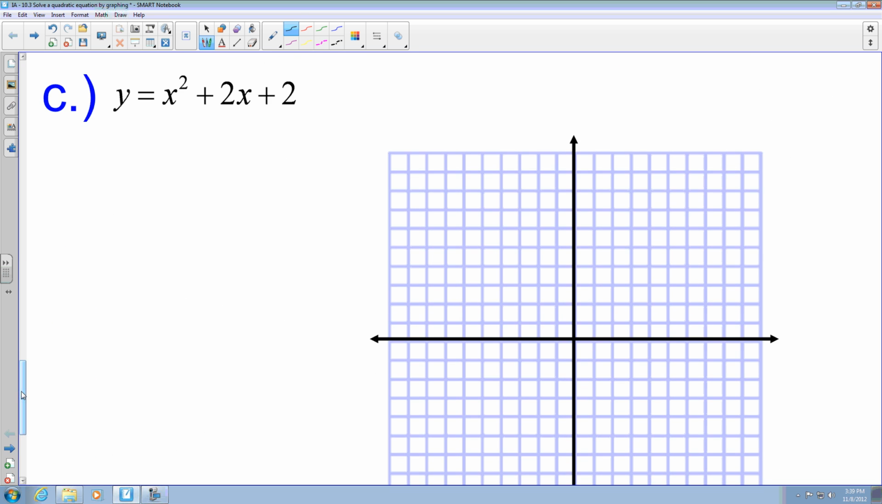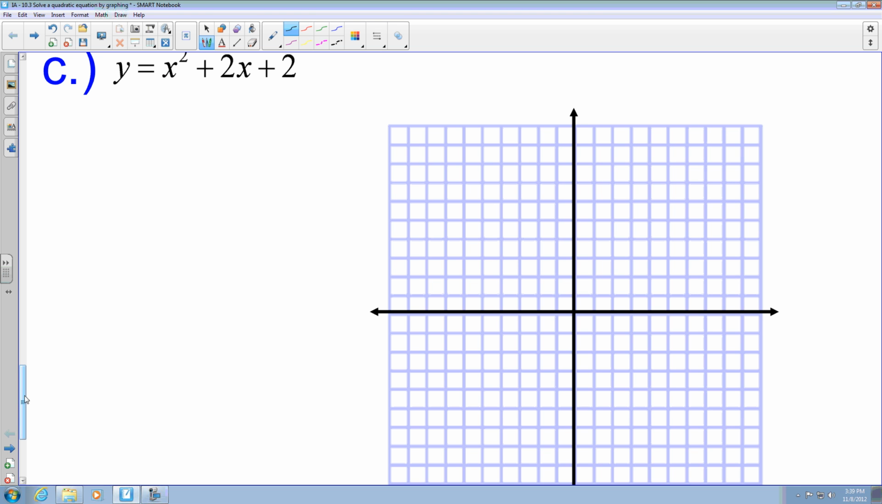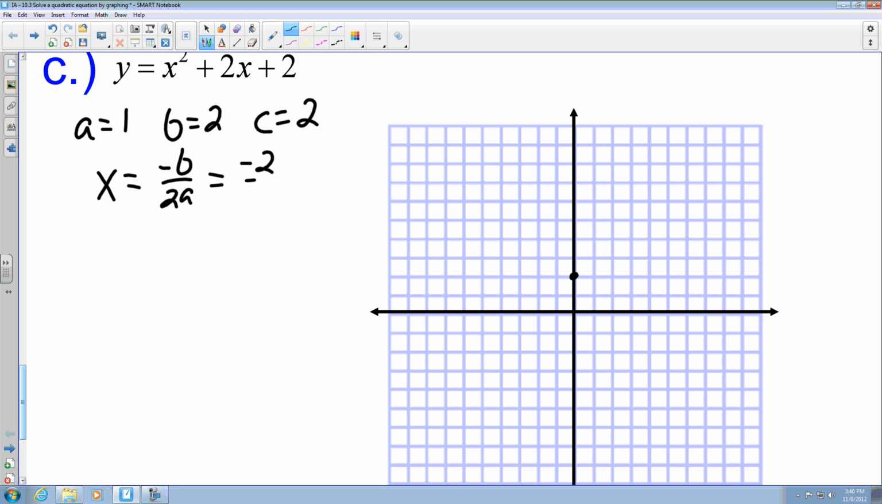Last one. So we have y equals x squared plus 2x plus 2. Let me drop the graph down a little bit. Okay. So my a equals 1, our b equals 2, and our c equals 2 also. So our y-intercept is at 0, comma 2, which is right about here. Find the axis of symmetry. We go x equals negative b over 2a, which equals negative 2 over 2, which gives me a negative 1.